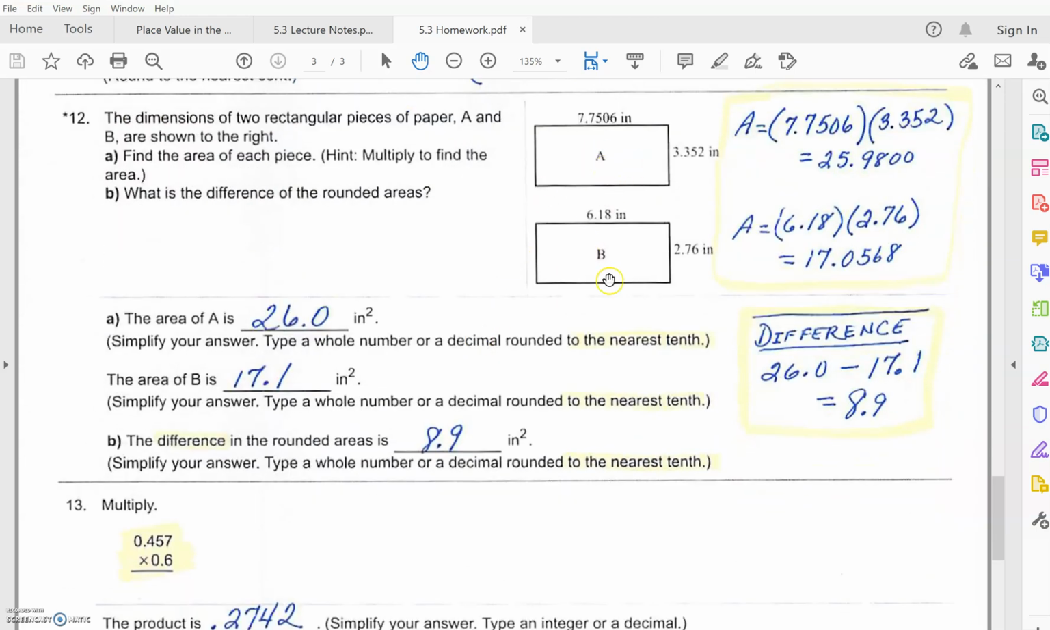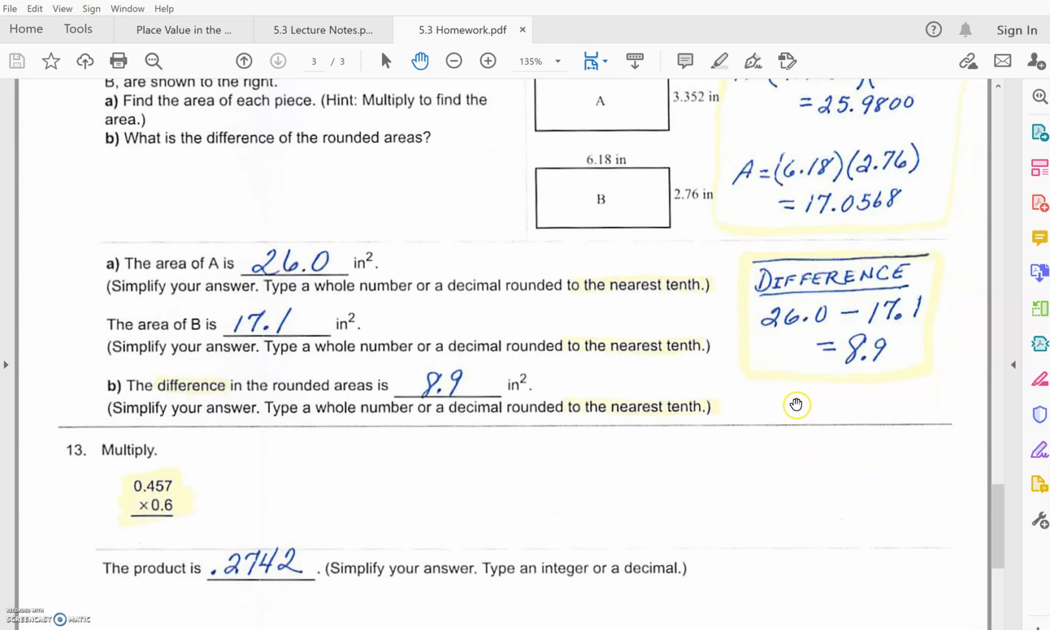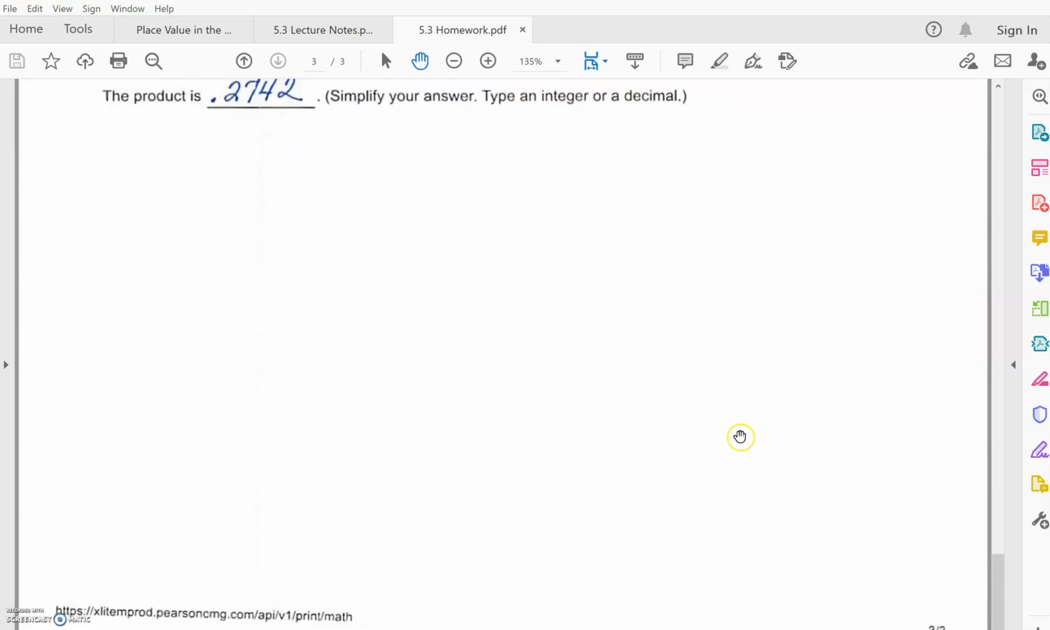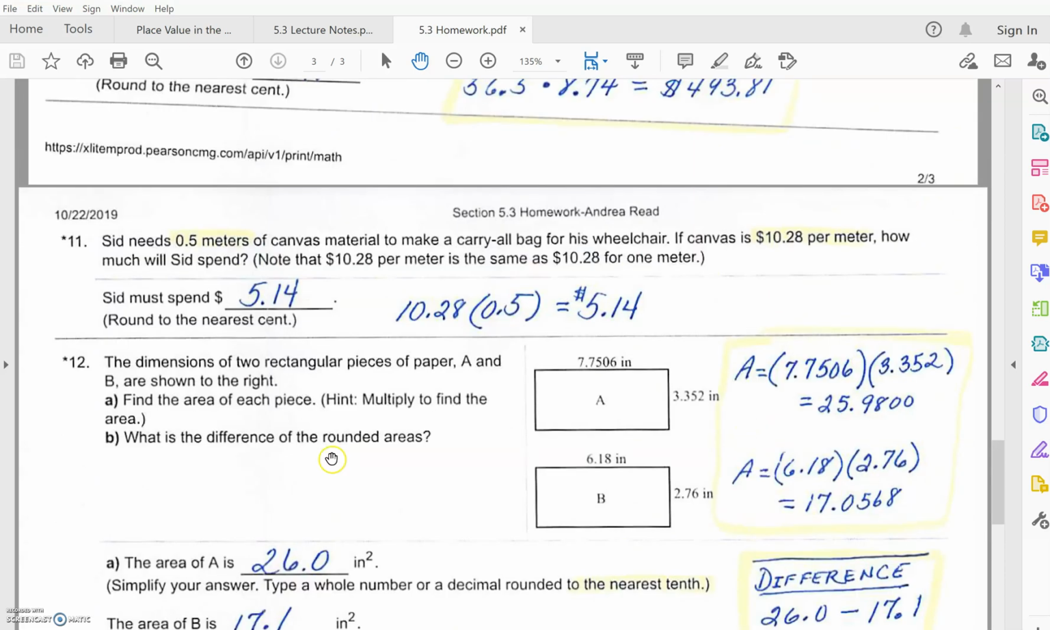We're dealing with an A and B. Again, these are two rectangles, find the area. So the area would be multiplying it out. And what's the difference of the rounded areas? So you're taking your two answers and you're subtracting them out. And you can see here's the difference down below. Multiplying again, you can just put that into the calculator. So that is all your work for 5.2 and 5.3.